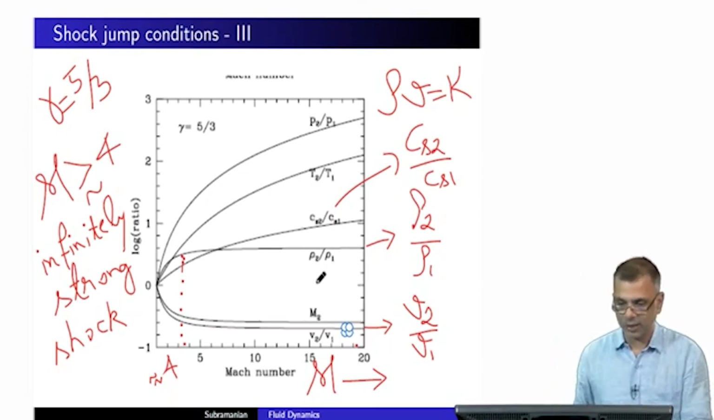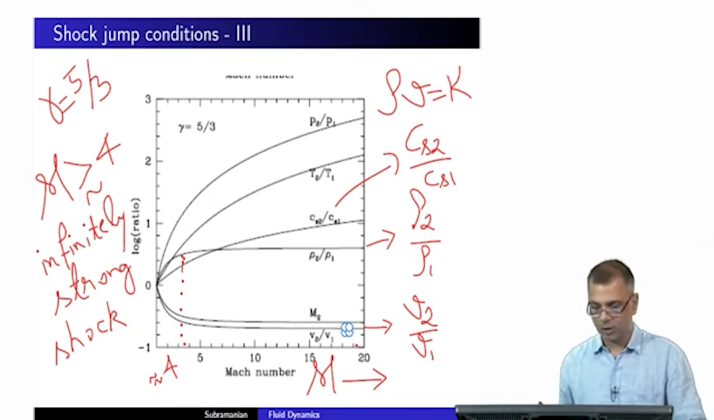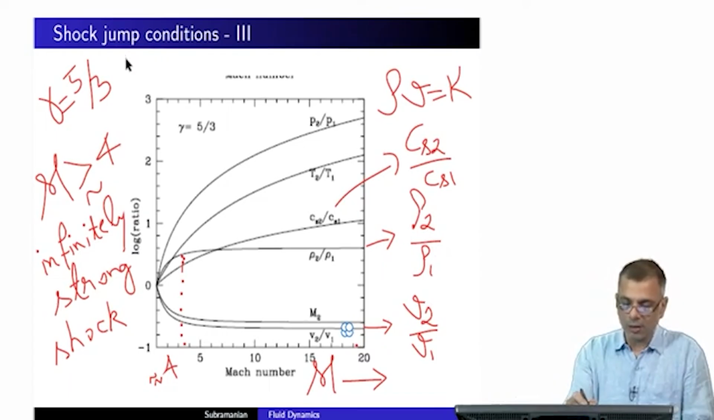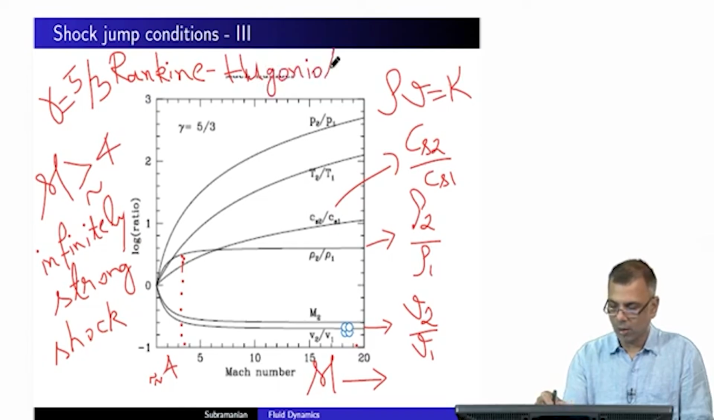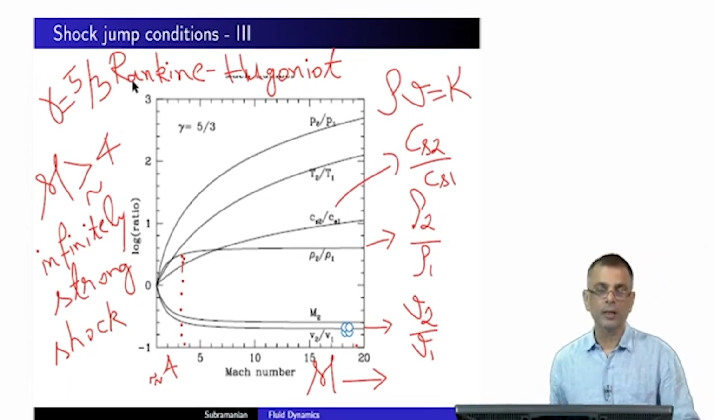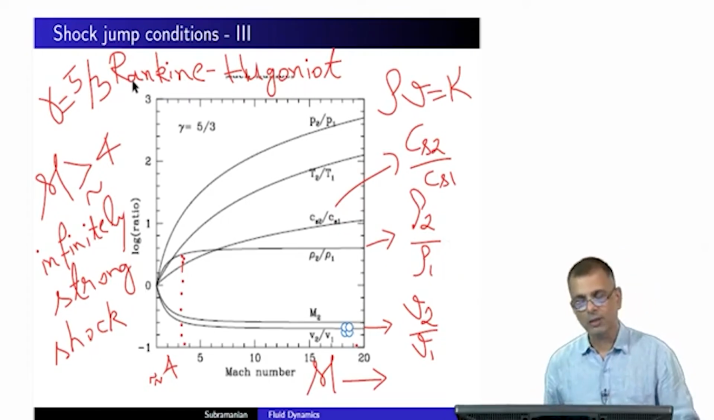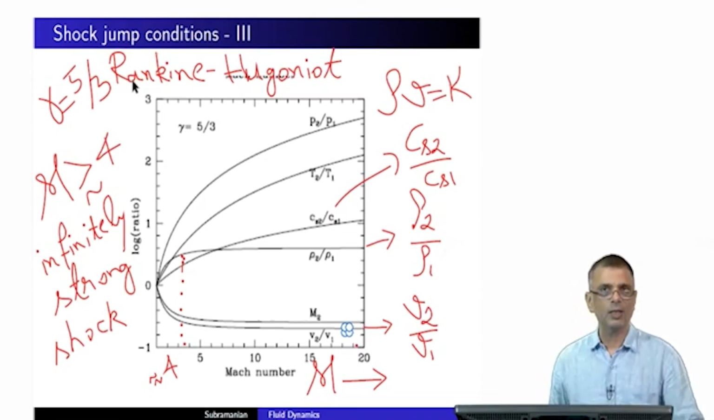The other thing to say is that often there's another name for these shock jump conditions. We've simply said shock jump conditions, but if you look in books, these are called Rankine-Hugoniot jump conditions. Same thing. This is the name, named after the two scientists who pioneered this field. So these are the Rankine-Hugoniot conditions, and this graph gives you all the information you need.